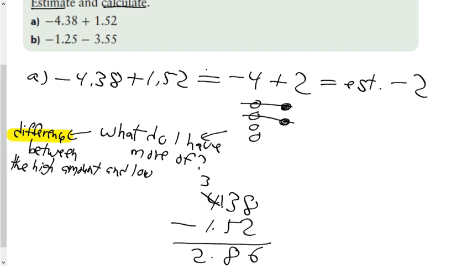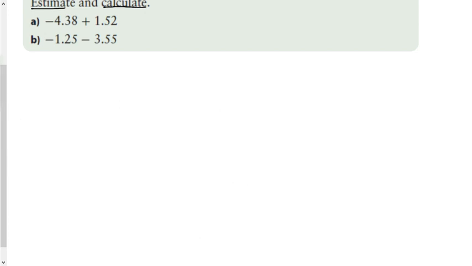Now, is that going to be a positive 2 or a negative 2? Right, because this was our negative. I didn't write it, but I know that we have more negatives. So how many more negatives do I have? The answer is negative 2.86.